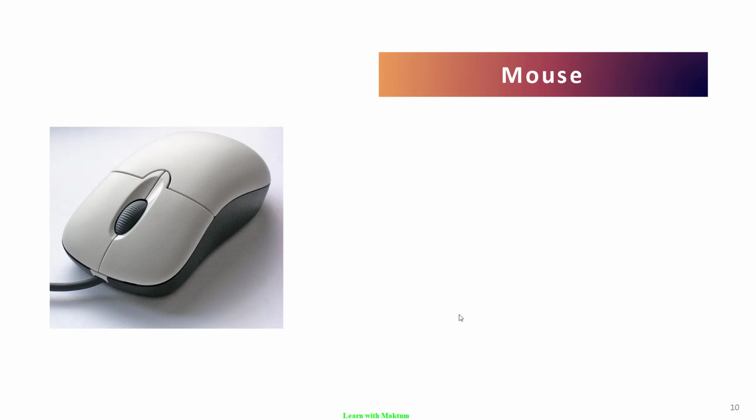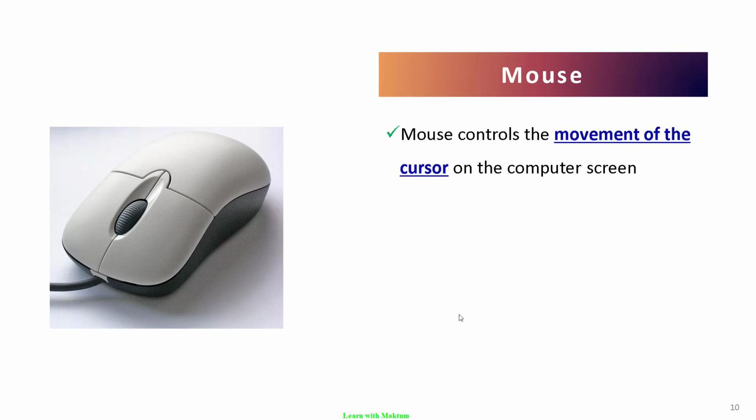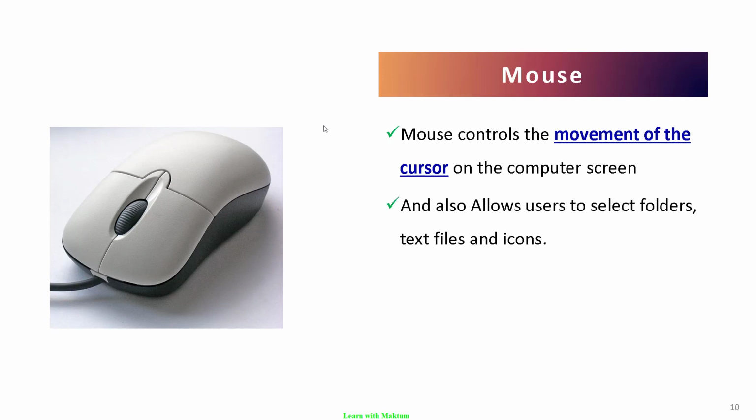This is not the mouse which you see in houses. It's a mouse related to computer. So what is the function of mouse now? Whenever you turn on a computer, like here you can see this is a cursor which I'm moving here. This is a cursor, no? So this movement I'm doing using a mouse. So mouse is used to control the movement of the cursor. And also I can select the icons using the mouse.